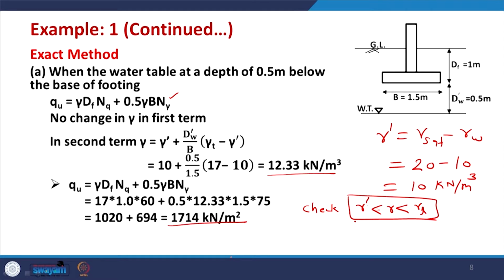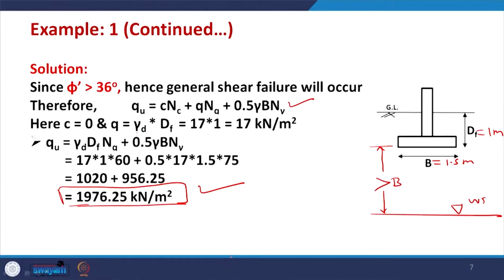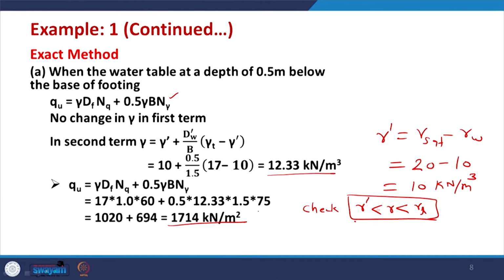And naturally, as the effect of water table, your bearing capacity is expected to decrease. So, the final number which you obtain should be lower than the value which you calculated in the previous slide. That was 1976. So, this is okay, this is less than 1976 kilonewton per meter square. This cannot be more than that. If it is coming more, then you have made some calculation mistakes. So, that needs to be checked.